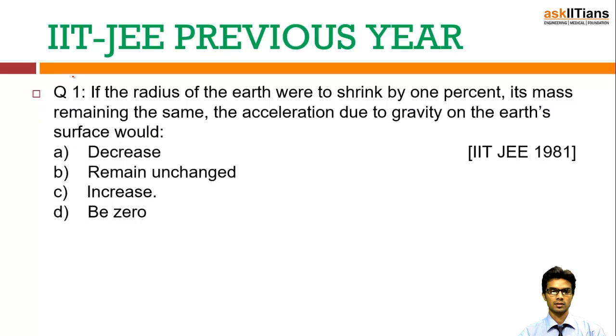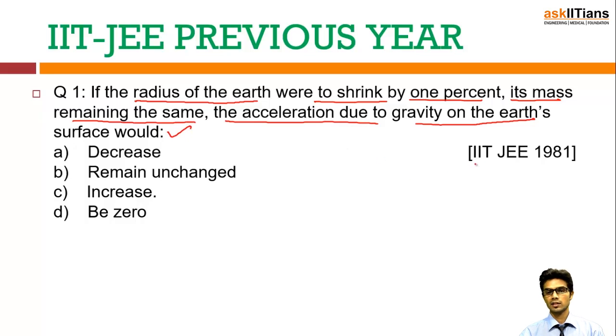Question number 1. If the radius of the earth were to shrink by 1%, its mass remaining the same, the acceleration due to gravity on the earth's surface would be. This is the IIT-JEE previous year question 1981. Here we have to comment on acceleration due to gravity on the earth's surface. On the earth's surface, g0 is equal to GM by R_E square. R_E is the radius of the earth, M is the mass of the earth.